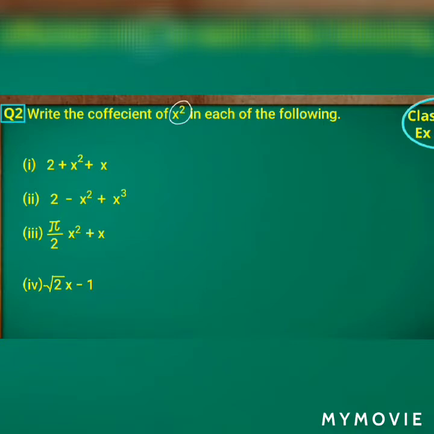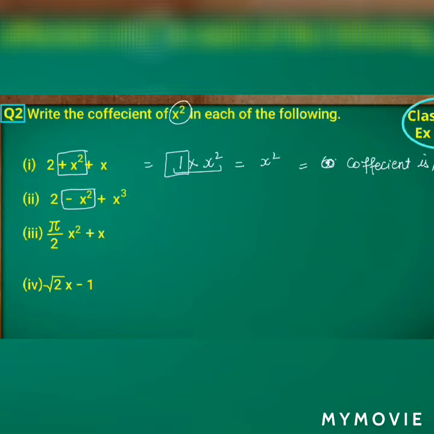Now come to the next question. Write the coefficient of x square in each of the following. Here we have to take the coefficient of only x square. They have already mentioned it in the question. That is nothing but what? The number term, isn't it? So here x square can be taken as 1 into x square, right? So the coefficient of x square will be what? 1. That is the number term, the constant value. So the coefficient is 1. Don't bother about the rest of the expression.